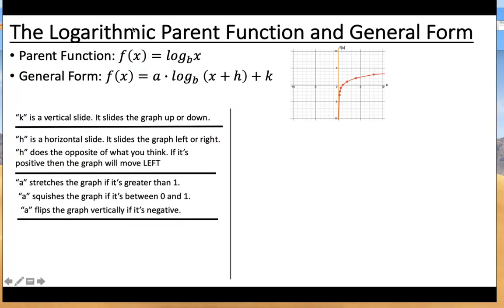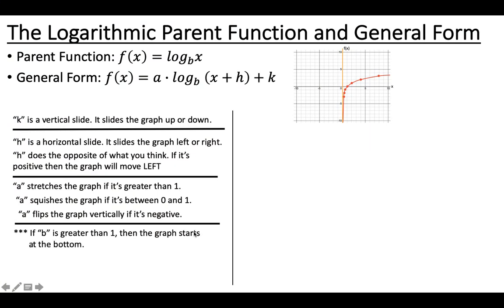So let's go ahead and take note of that right here. We've got all of the information that we need on one slide. If B is greater than 1, then the graph starts at the bottom. If B is between 0 and 1, then the graph starts at the top. It will always cross the x-axis, though, no matter what. It's just a question of, does it start at the top or does it start at the bottom?